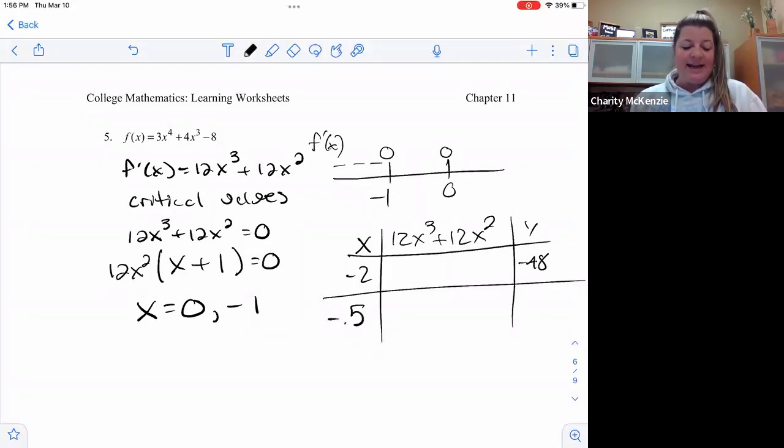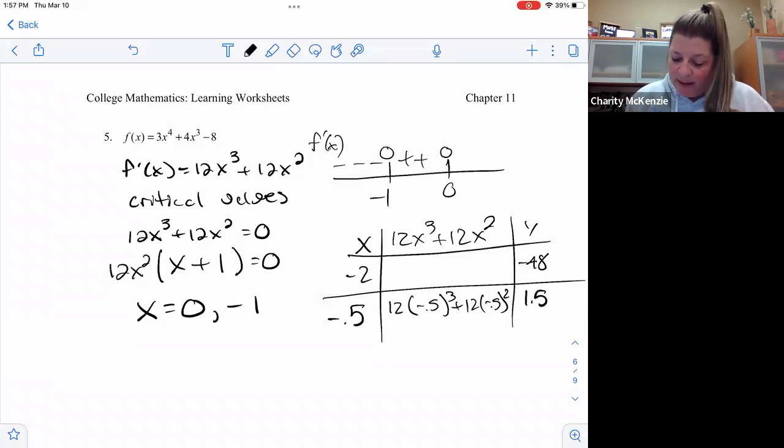So again, I'm going to go second enter and bring in my whole same function I did before. And this time I'm going to change my negative 2 to negative 0.5. And I have to use the insert key, but that's okay. We just have the 2 spots. Yeah, I got positive 1.5. So I didn't show the work here, but it's really just 12 times negative 0.5 to the third plus 12 times negative 0.5 squared. So I got a positive here, okay?